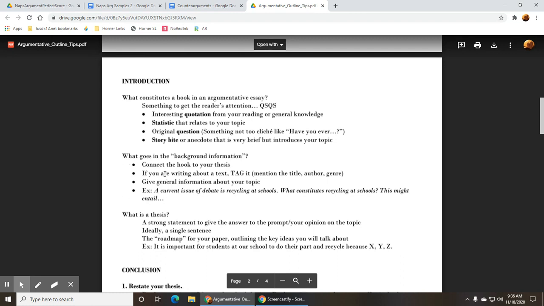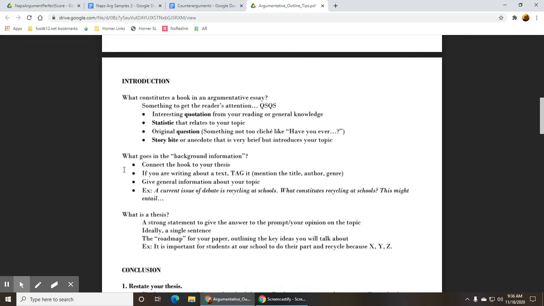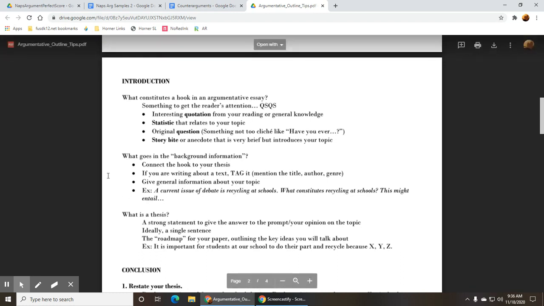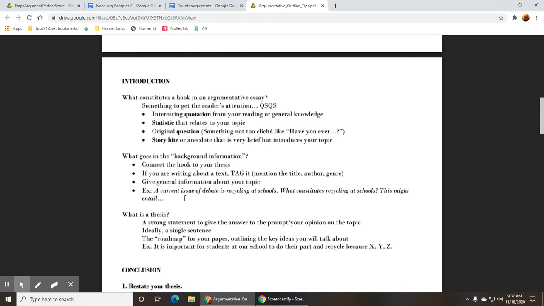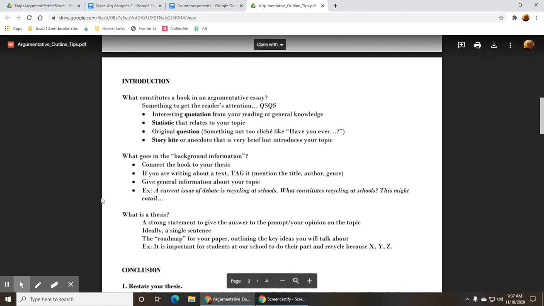The background information is where you lead from the hook into your thesis and connect them together. If you're writing about a text, you would tag it. If you're writing on a topic, you want to give general information, something like, a current issue of debate is recycling at schools. What constitutes recycling at schools? This might entail, and introduce the main idea.